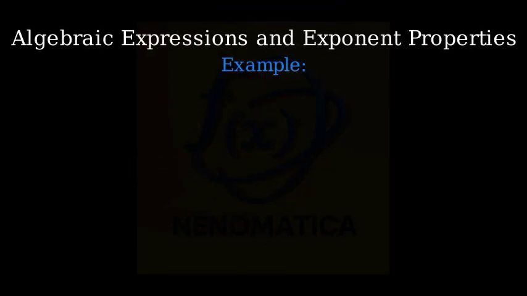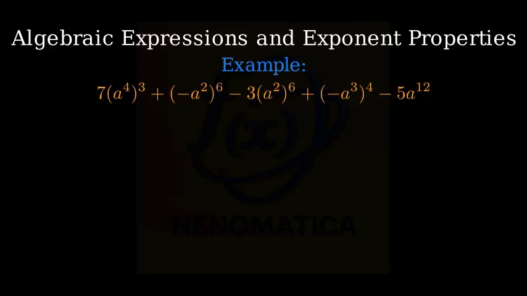Our first example is to find the value of this expression: 7 times a to the 4th power cubed, plus negative a squared to the 6th power, minus 3 times a squared to the 6th power, plus negative a cubed to the 4th power, minus 5 times a to the 12th power. Let's simplify this expression step by step.